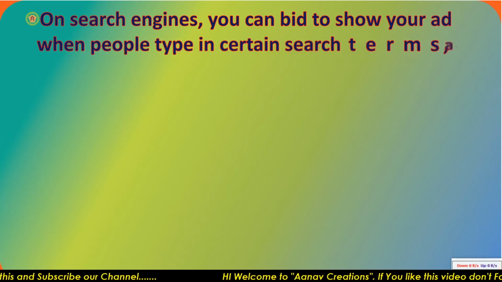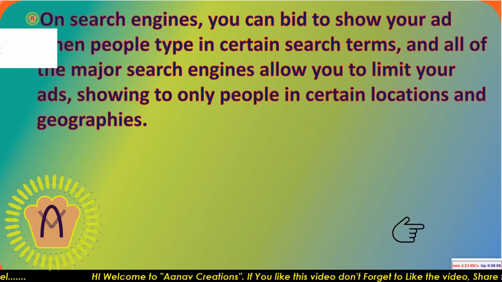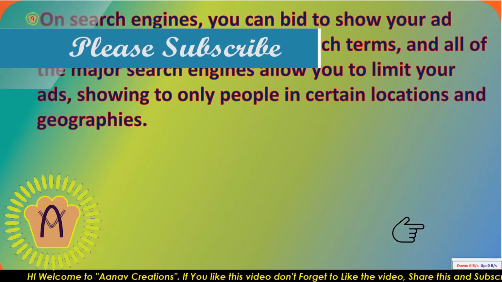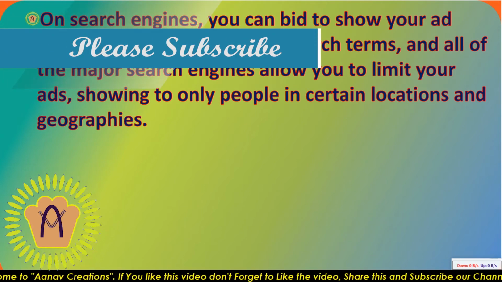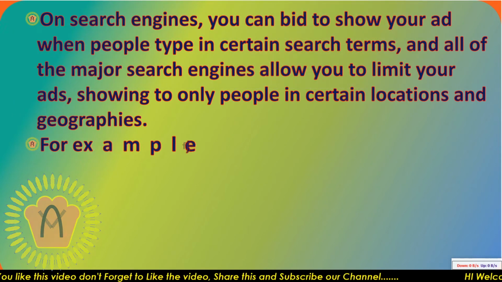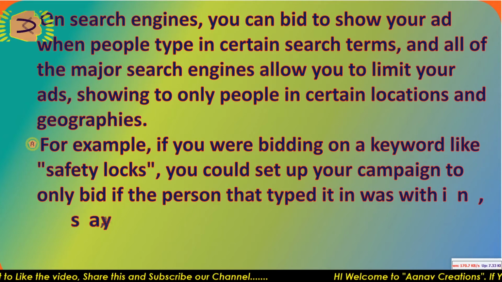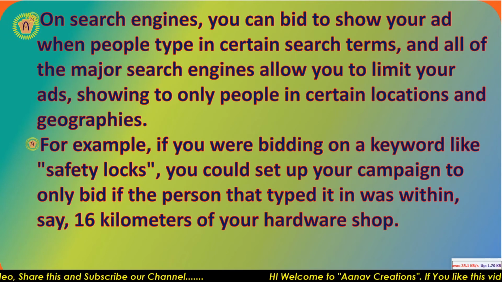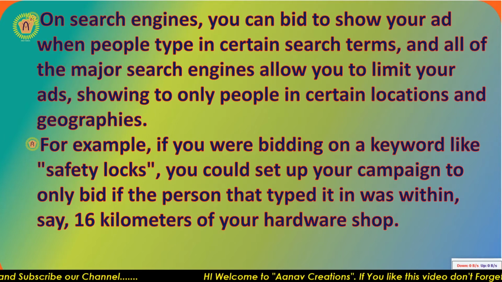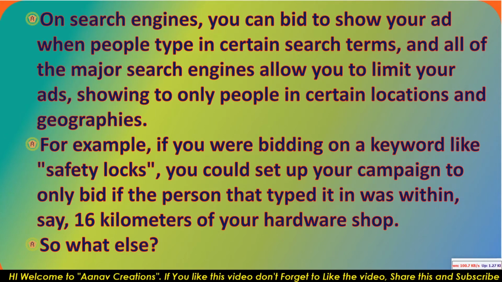On search engines, you can bid to show your ad when people type in certain search terms, and all of the major search engines allow you to limit your ads to only people in certain locations and geographies. For example, if you are bidding on a keyword like safety locks, you could set up your campaign to only bid if the person that typed it in was within, say, 16 kilometers of your hardware shop.